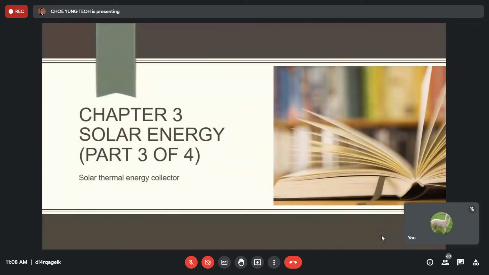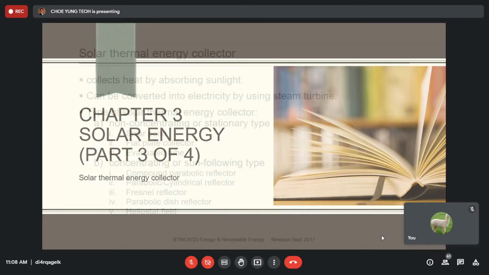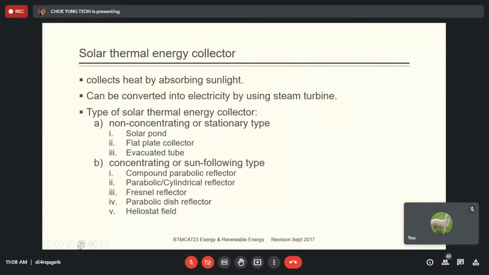But the technology changed too fast. Even Google invested in this solar thermal energy collector previously, but now I think they have withdrawn the investment, because they see a brighter future for photovoltaics. But again, we still need to know about this solar thermal energy collector, especially for use directly as heat energy. So we start with some introduction, and we can categorize this solar thermal energy collector into three types.